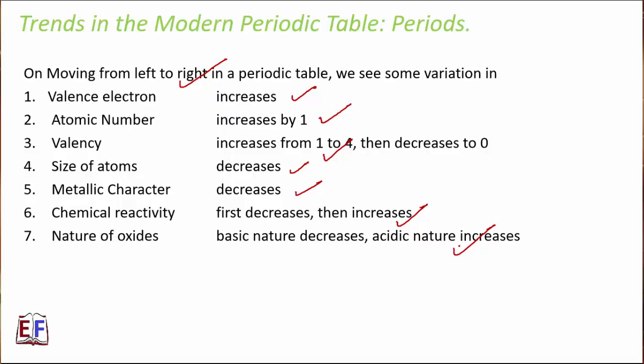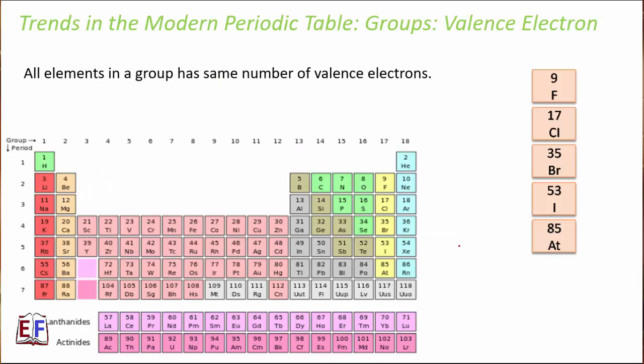So let's get started. It's time to look at the trends down the group. So we start with valence electrons. All elements in a group have the same number of valence electrons. Now that's very obvious, because let's just pick up any one group from here. So let us suppose we pick up this particular group. Here, if we start writing the electronic configuration, what do we see?